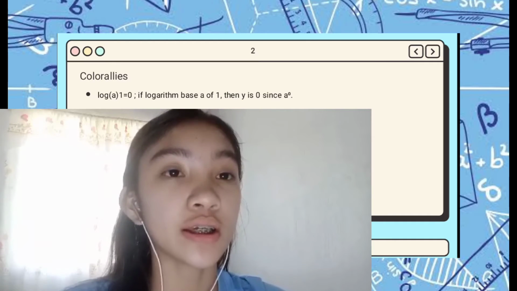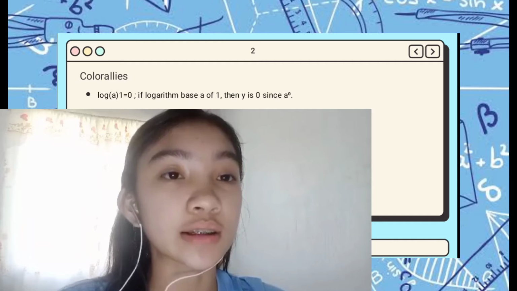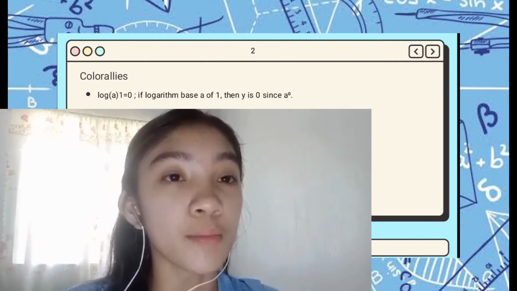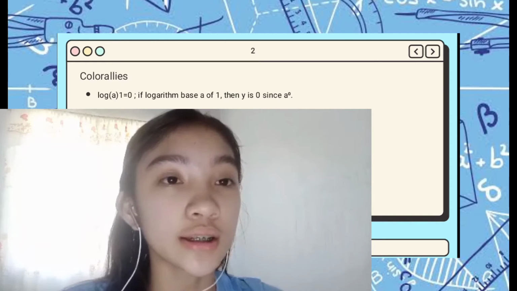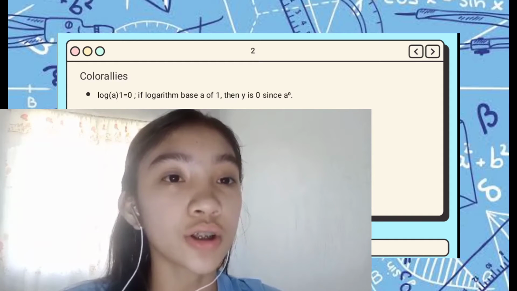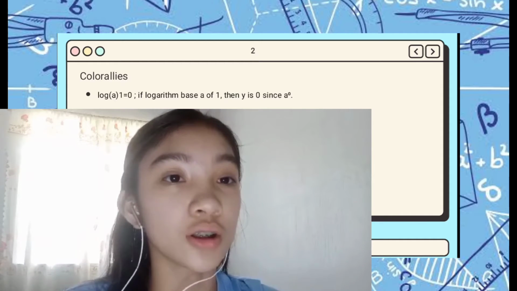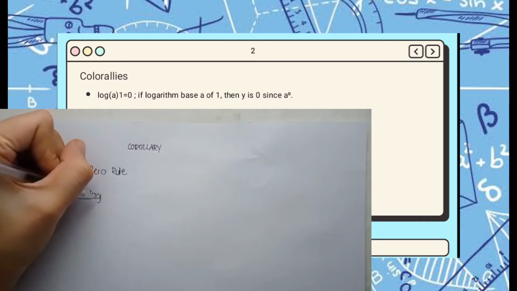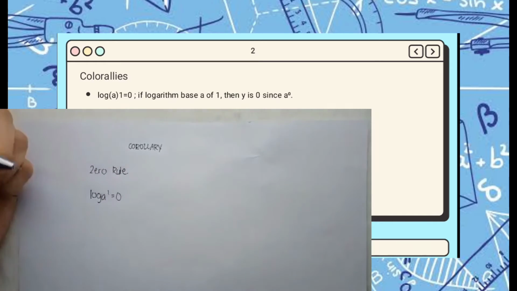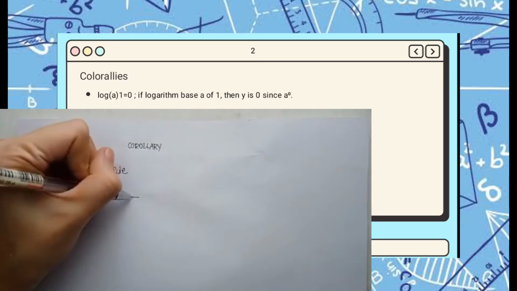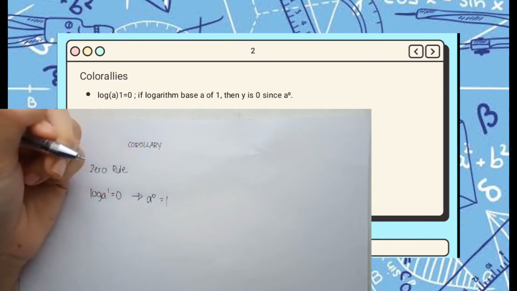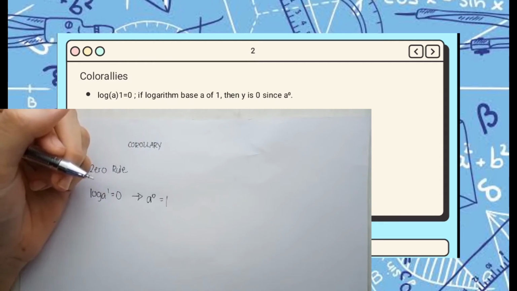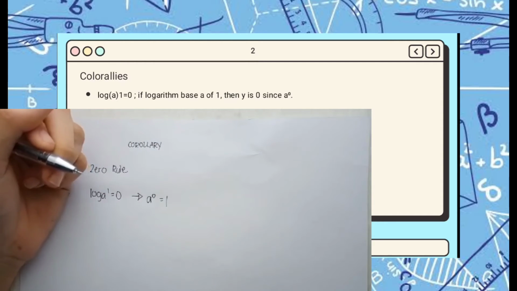Corollary. When we say corollary, it is a theorem from another existing theorem or a statement that is a deduction from a theorem or a proposition. So we have our first corollary or the zero rule. Since we know that logarithmic function is the inverse of exponential function, log base a of 1 is equals to 0 will be expressed as a raised to 0 is equals to 1. Any non-zero power to the zero power is 1, so it doesn't matter what the base would be.